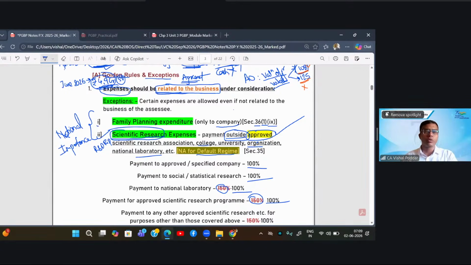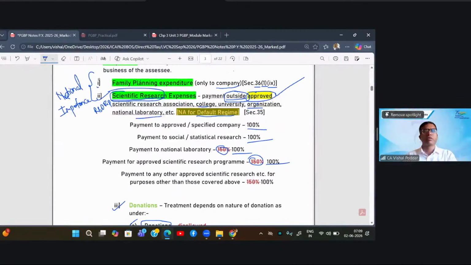So first rule, first condition is expenses should be related to business. Now, some expenses are given relaxation from this condition. So those expenses become the exception to this rule. What are those expenses? First, family planning.